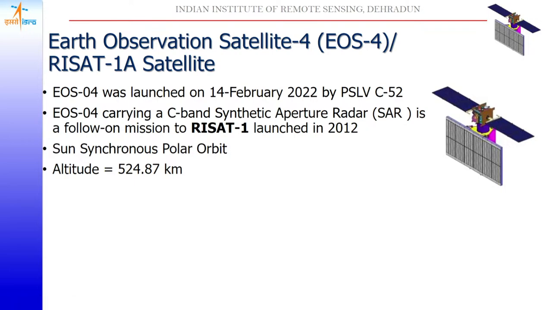We launched last year the satellite called Earth Observation Satellite EOS-4, which is called the RISAT-1A satellite. EOS-4 was launched on the 14th February 2022 by PSLV, and it is carrying a C band synthetic aperture radar. It is a follow-on mission to RISAT-1 launched in 2012, and it has a sun synchronous polar orbit and an altitude of 524.87 kilometer. Around 524 kilometer altitude it has been launched.